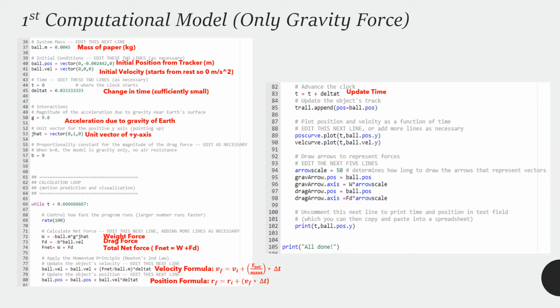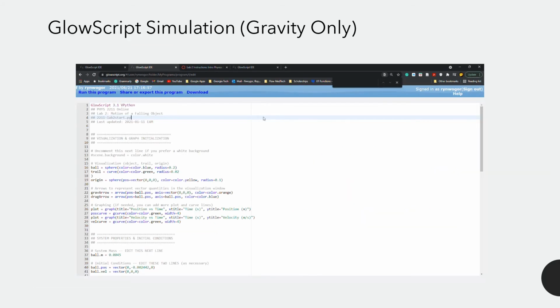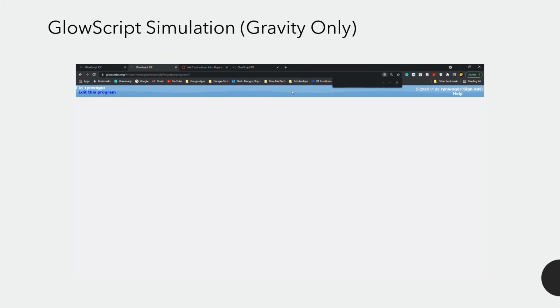I then added the weight force and the drag force to the code, and then incorporated the net force, which is just the net force equals weight plus the drag force. And I added the velocity formula, the position formula, and made sure to update the time throughout the loop. This video shows the finished code after this run. As you can see within the video, the ball is falling in the negative y direction.